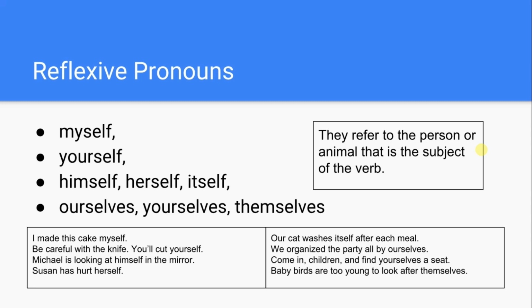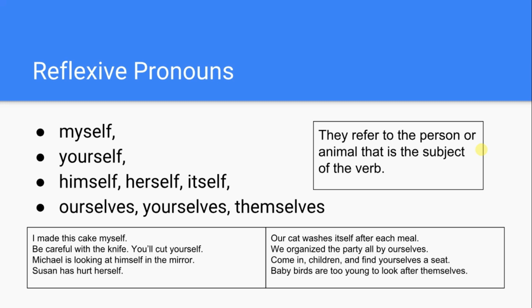Another example is, be careful with the knife, you'll cut yourself. Michael is looking at himself in the mirror. Our cat washes itself after each meal. We organize the party all by ourselves. Come in, children, and find yourselves a seat. Baby birds are too young to look after themselves.